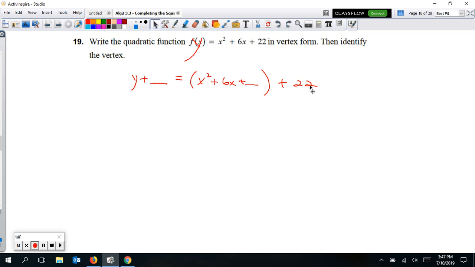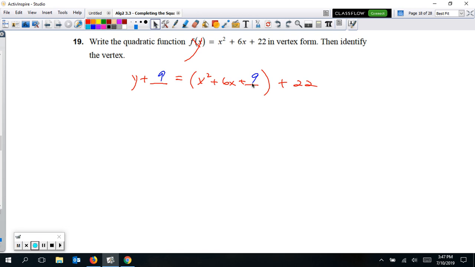So now we want to think about what we're going to use to complete the square. Well, we know to half it, square it, and then add it, right? So half this b number, so that's 3. 3 squared is 9, so we're going to add 9 into both sides. So we add 9 to this side, we add 9 to the other side.